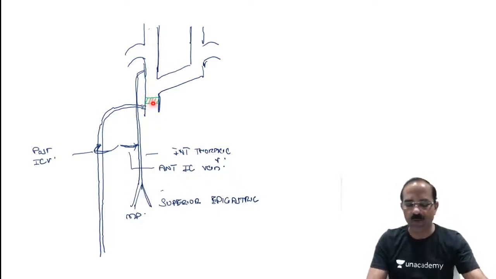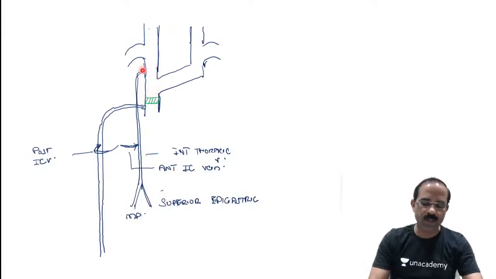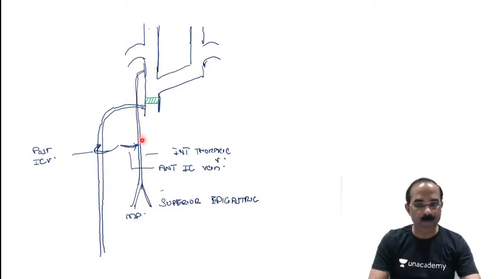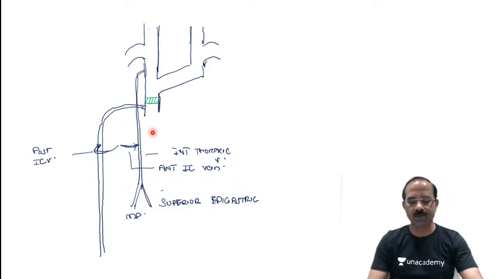What does the blood do now? The blood goes in a reverse direction. It goes in a reverse way. The blood enters into this vein. What is this vein? Internal thoracic vein. The blood enters into the internal thoracic vein, then anterior intercostal vein, then posterior intercostal vein, then azygous, SVC, and the right atrium.